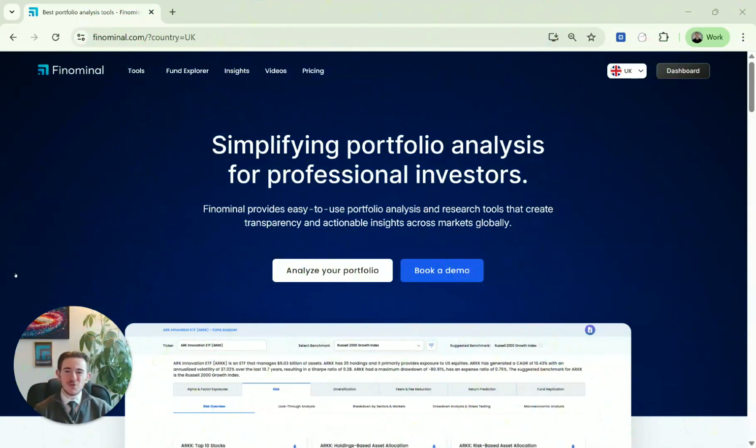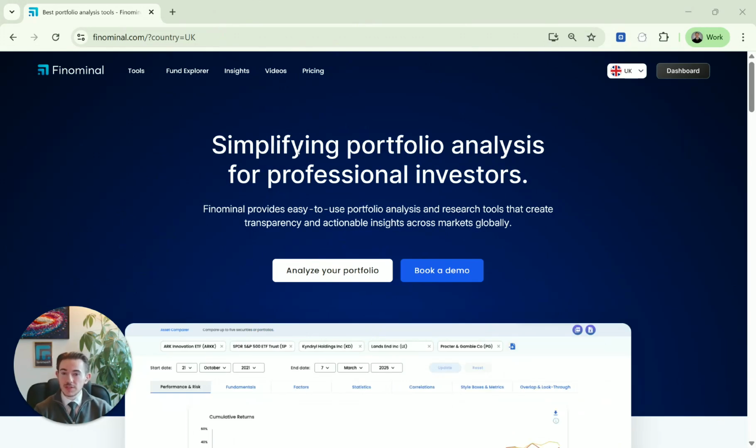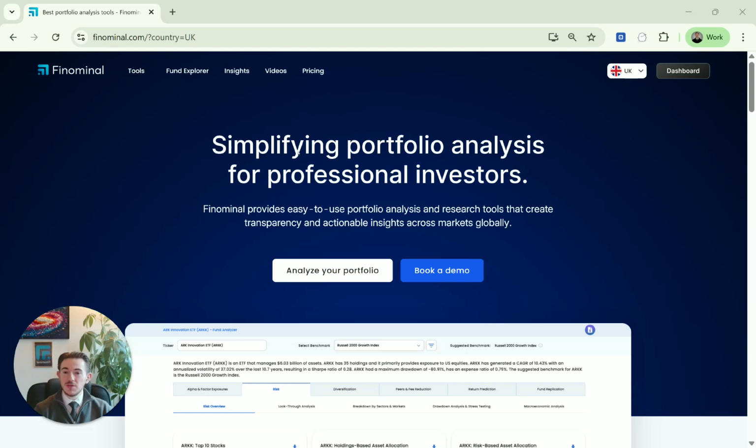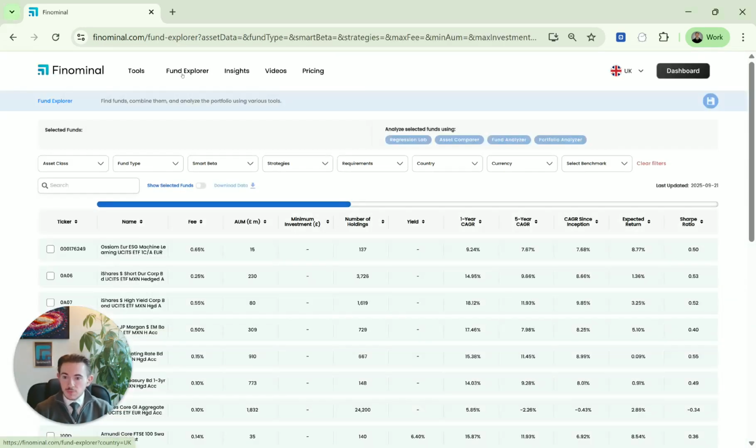Now in this series, I'm going to walk you through real fund analysis using the Finominal platform, and we're going to kick things off with the Fidelity Global Dividend Fund. Just to note, this isn't sponsored in any way, it's simply a real analytical exercise using live fund data. So we're going to kick things off in the Fund Explorer.